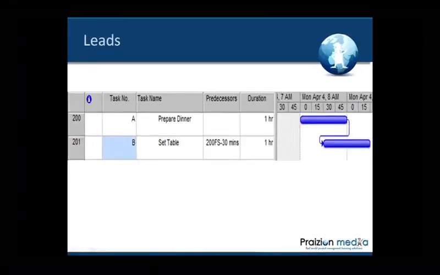So here's an example of lead time. We actually don't need to set the table until we're done with dinner, but we're going to put some lead time in there to enable us to accelerate a little bit quicker.